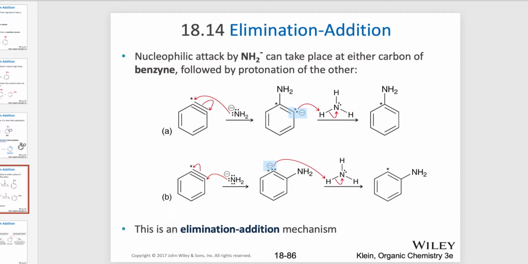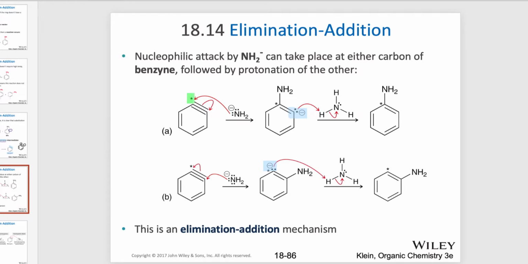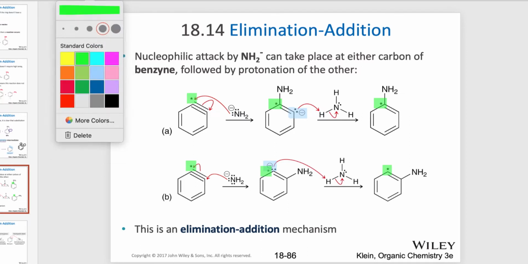Remember how this is now labeled. So here is our asterisk, not to be confused with the radical or diradical theory I indicated before. This is the isotopically labeled carbon. We now see that it has to go through an unusual intermediate, so the benzyne is formulated like this, and this is now described as an elimination and then addition mechanism.